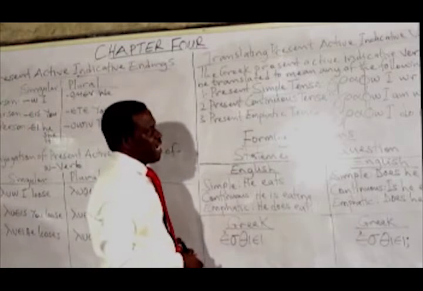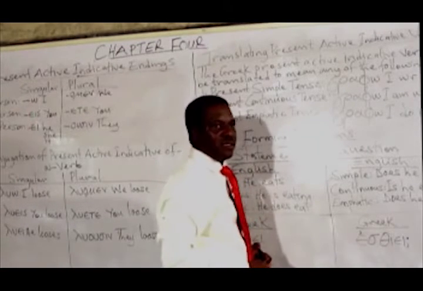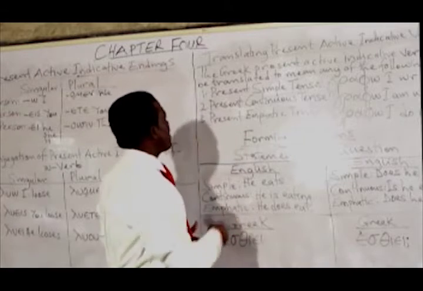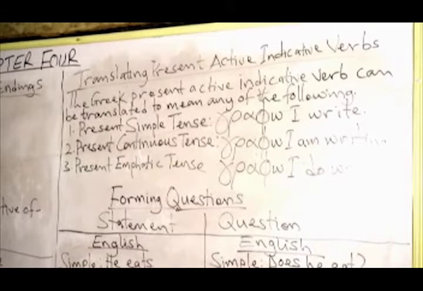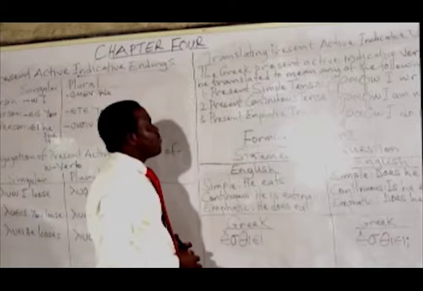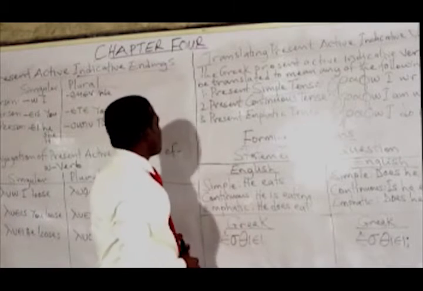Present simple tenses. Grapho means I write, because I write is present simple tense. So grapho as a present active indicative verb can be translated in a present simple tense in English: I write.